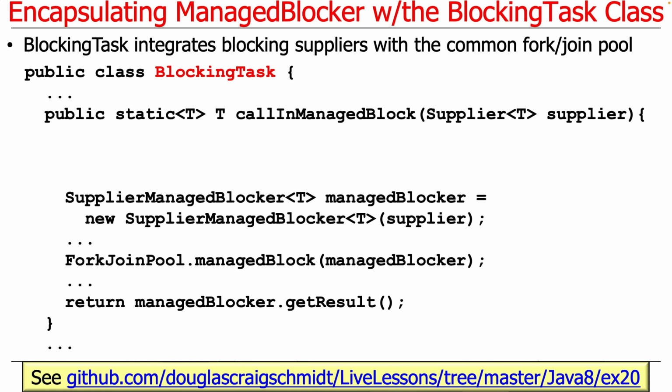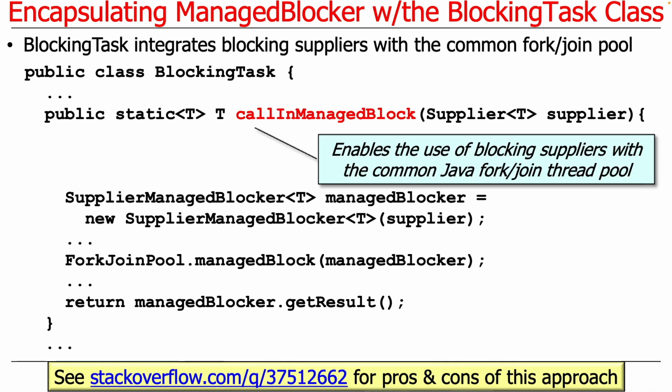And this BlockingTask integrates blocking suppliers using the thread pool. In this case, we typically use it with a common ForkJoinPool, but you could use it with other thread pools as well. So here's the BlockingTask class. You can find this in my EX20 project in the Java 8 folder in the Live Lessons GitHub repository. So BlockingTask is a class that I wrote, and you've used it in assignment 1. You'll use it in other assignments as well.